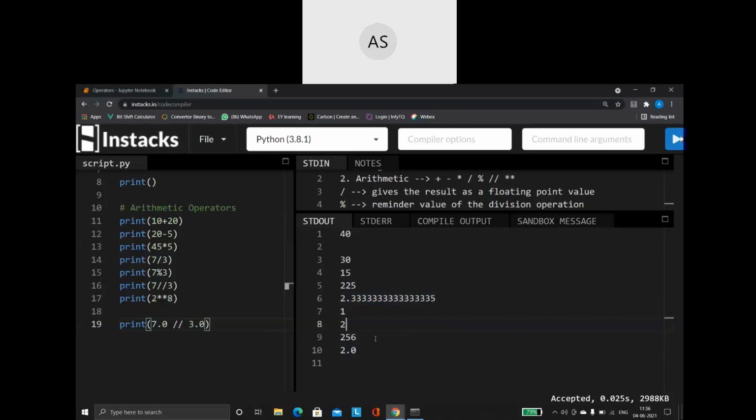Still it is giving me only the main part of it. Fractional values are ignored. But since I have used floats, it is giving me 0.0. This is the actual division result, but since I am using floor division, always remember it will ignore the fractional values. It will always take only the whole number. If both are integers, it is going to say only 2. If it is a floating point value, it will say 2.0. It will never give you the fractional value, because fractional values are always ignored in floor division. It gives you the result in the form of an integer.